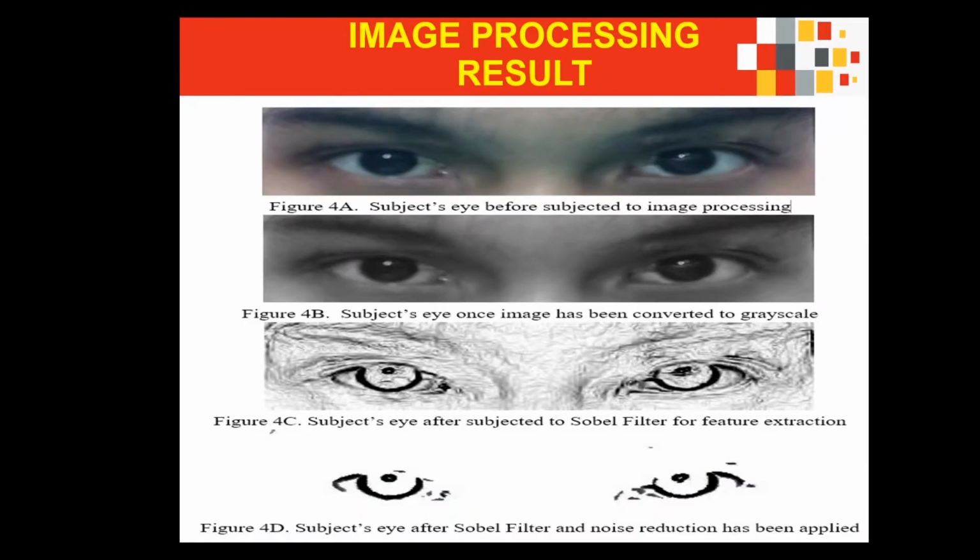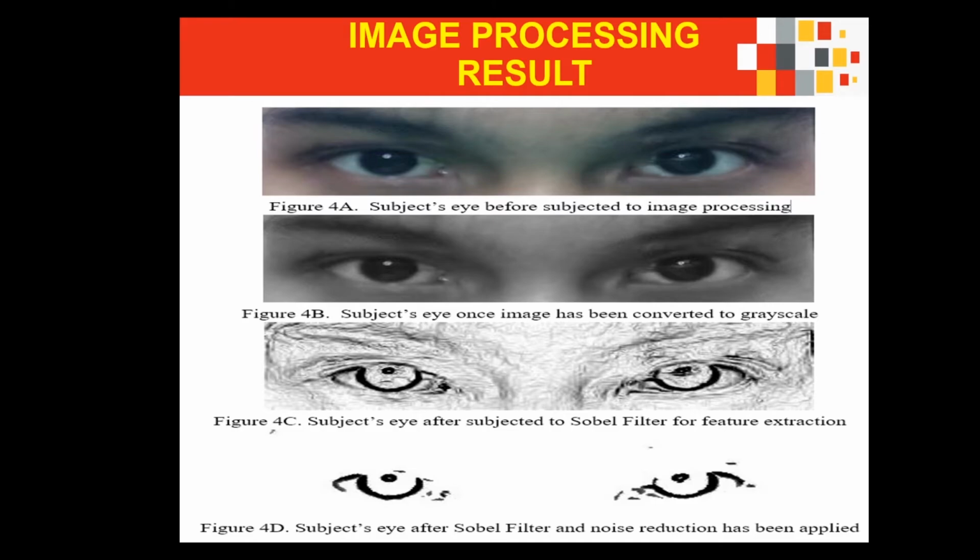So the image processing result, as you can see, would have 4 different figures. Figure 4A shows the raw image of the subject. So initially, once an image has been captured, this is what it would look like. After capturing the raw image, it would be converted into grayscale in order to give way for figure 4C, because we will be applying the Sobel filter on the image, and the Sobel filter is only applied on grayscale images, so it's imperative that the image be converted into grayscale first.